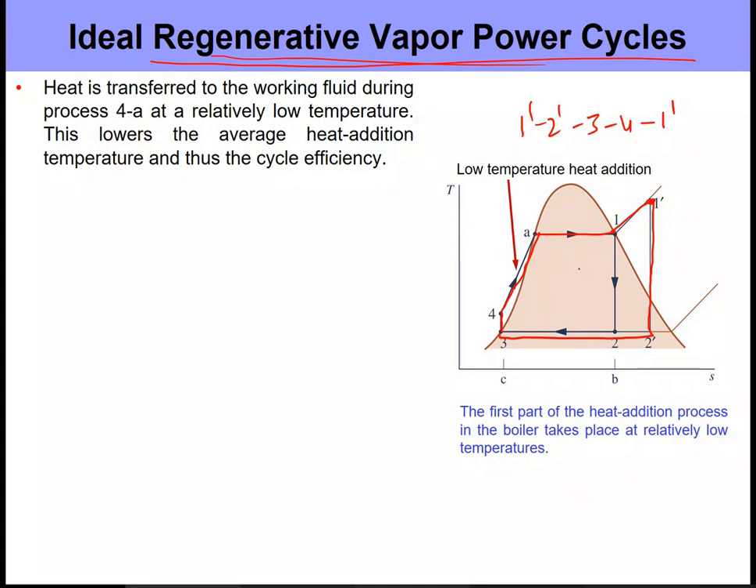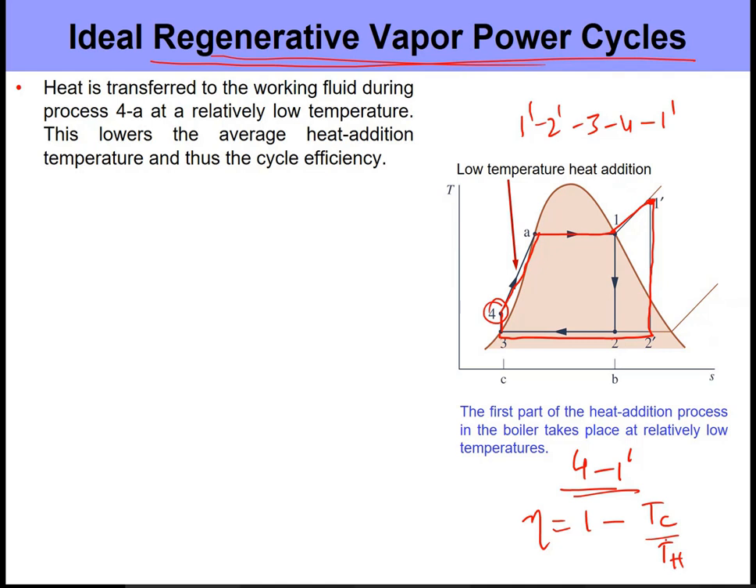Now, when you look at the cycle, we see that the heat addition is happening between the states 4 and 1 dash, right? Heat addition happens from 4 to 1 dash. Okay, and the thermal efficiency formula is 1 minus Tc by Th.